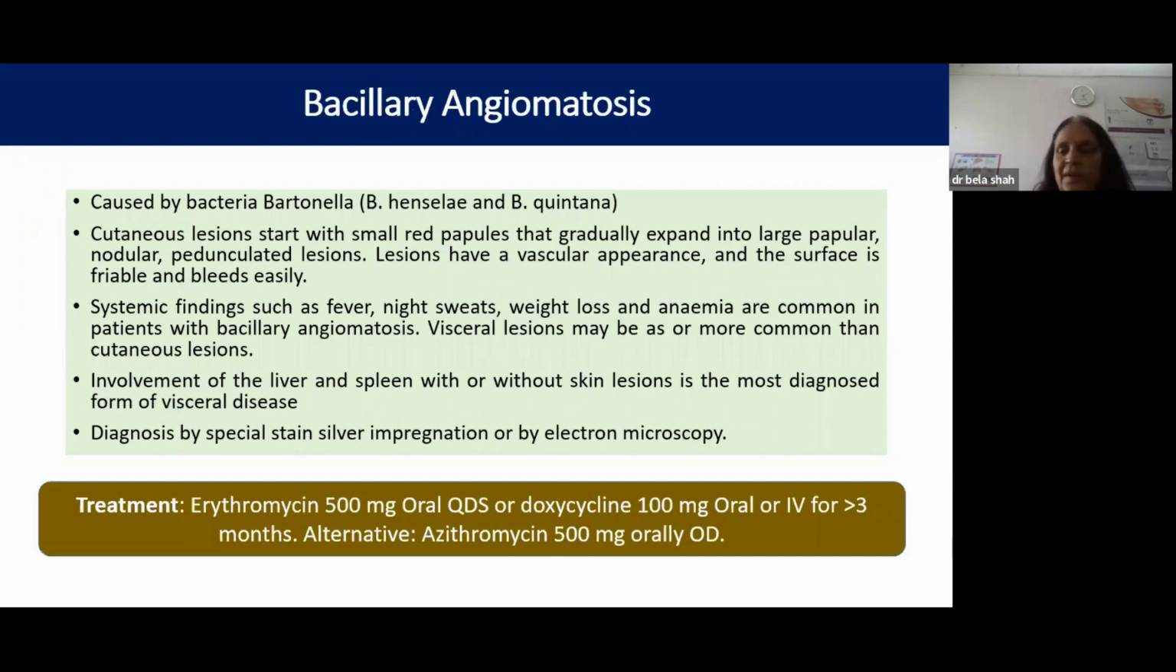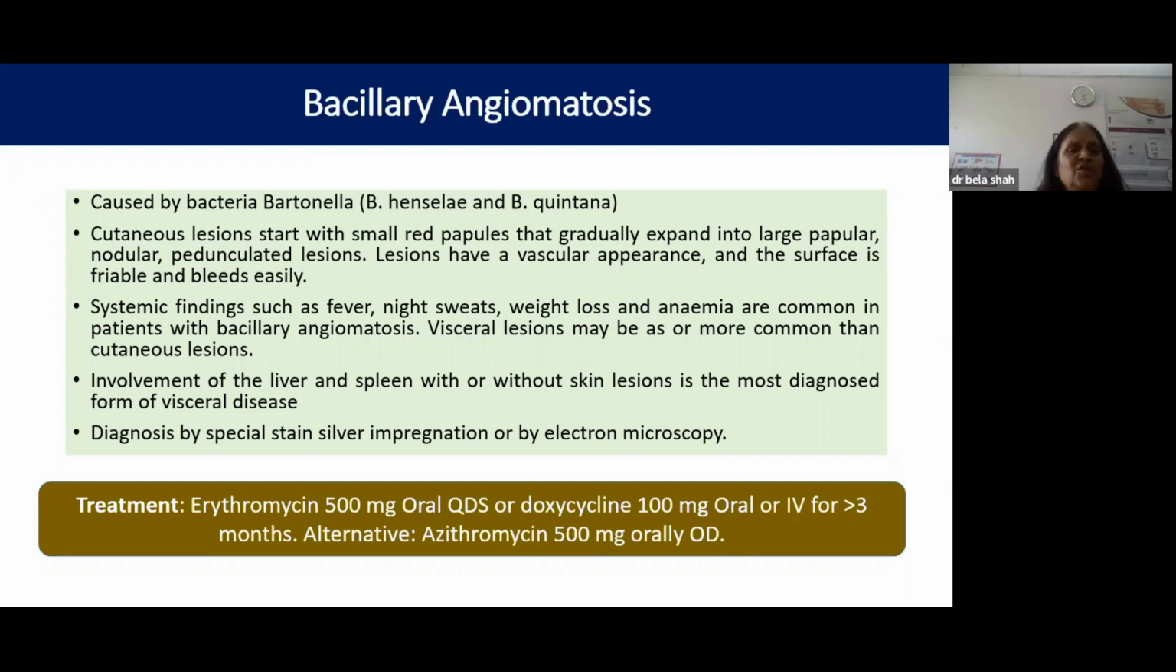So this is a very typical situation, the clinical condition labeled as Bacillary Angiomatosis, and it is again caused by bacteria. The name of the bacteria is Bartonella, and the subspecies of Bartonella which cause Bacillary Angiomatosis are Bartonella henselae and Bartonella quintana. How does it initiate?